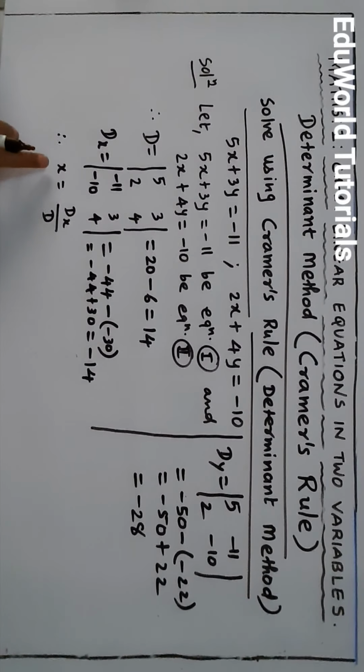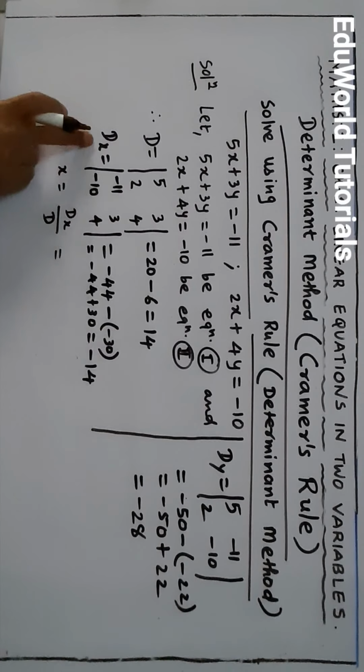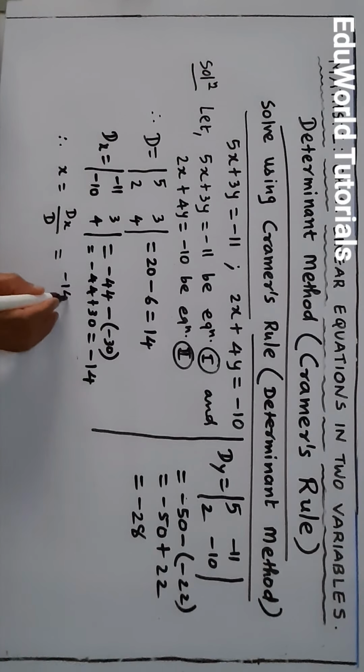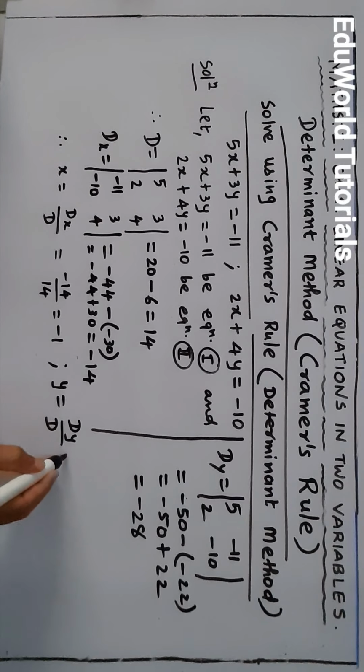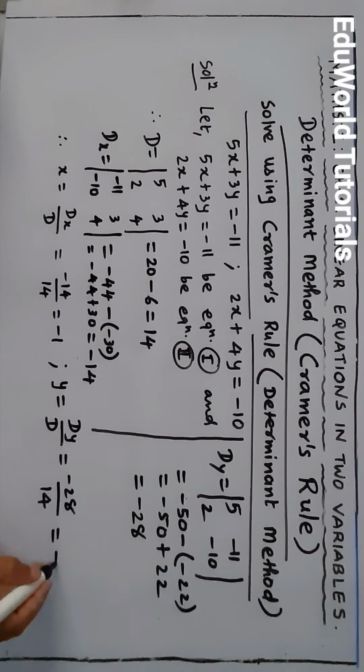To get x, we have to write x is equal to dx upon d, which is equal to the value of determinant dx, which is minus 14, upon the value of determinant d, which is 14. So that will give me minus 1. And to get the value of variable y, we have to write dy upon d. And that will give me dy is minus 28 upon d is 14. Minus 28 upon 14 is minus 2. If you cancel here, we get minus 1, and here we get minus 2.